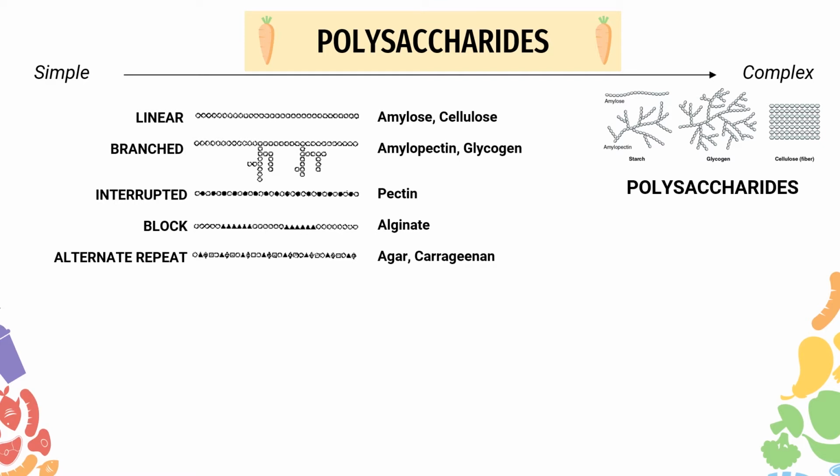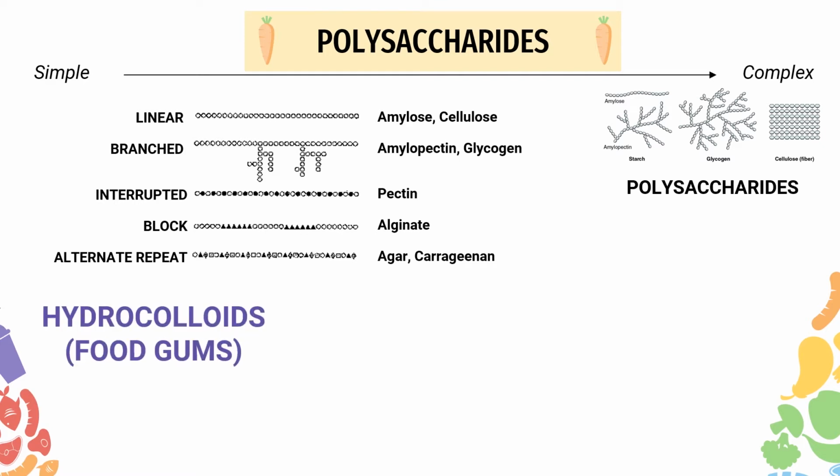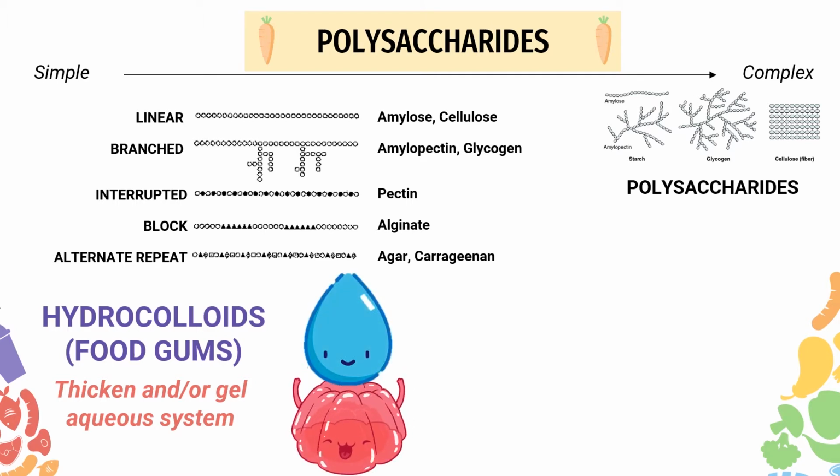Polysaccharides are also referred to as hydrocolloids or food gums. This is because they are often used in food to thicken and or gel aqueous systems. But you see, some polysaccharides such as agar can create a gel that holds up water to more than 1,000 times its own weight.